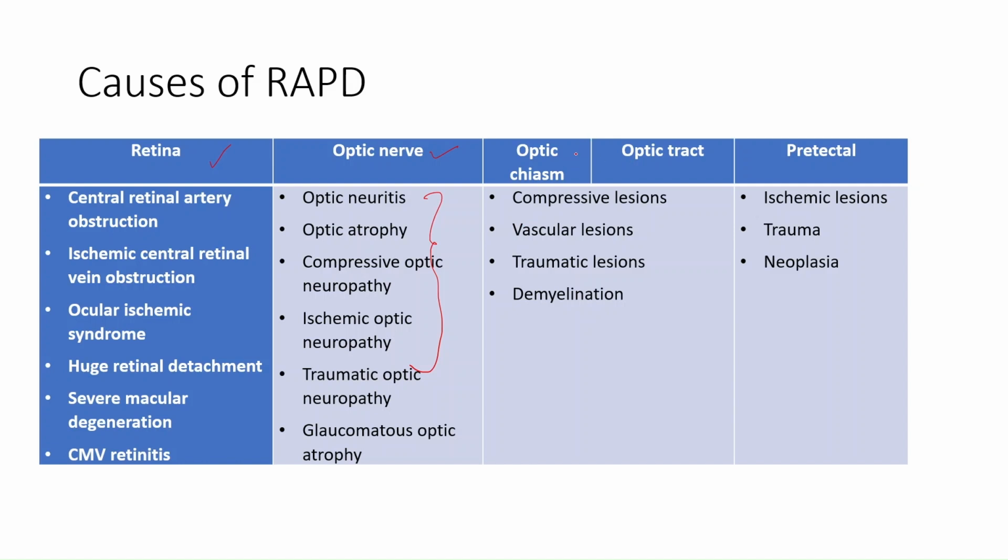Then lesions of the optic chiasm and the optic tract. This also we have discussed in the previous class. Lesions post the LGB do not cause any RAPD because the pupillary fibers have left from there. So causes of optic chiasm and optic tract dysfunction can give you RAPD. Then up till the pretectal nucleus, if there are lesions like we discussed, ischemic lesions, trauma and neoplasia, you can get RAPD.